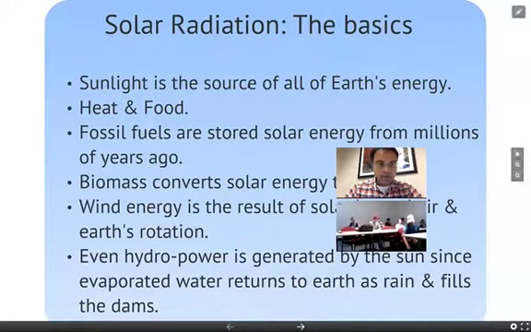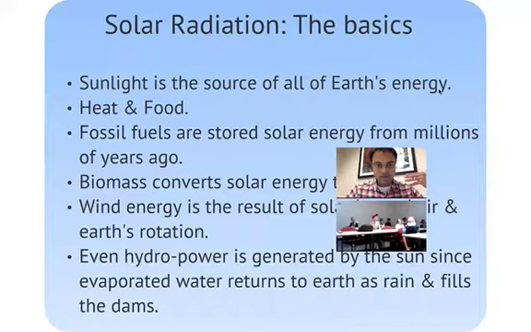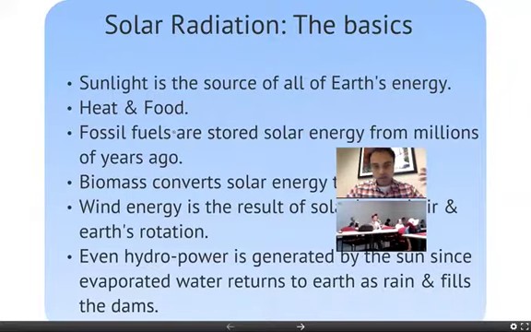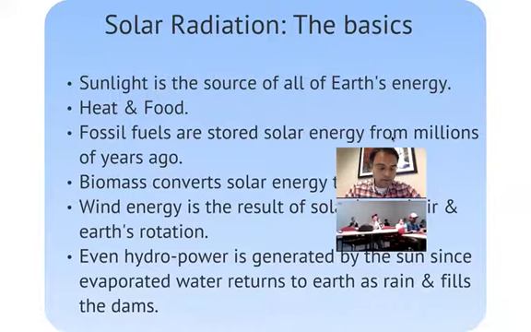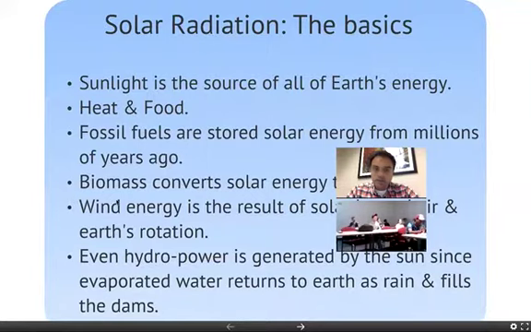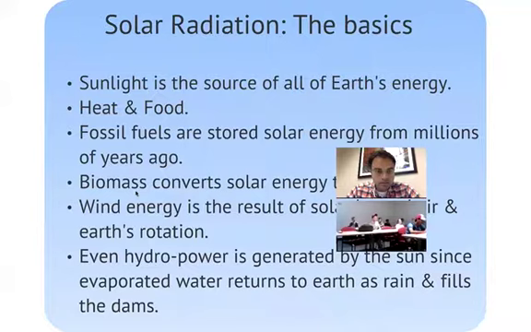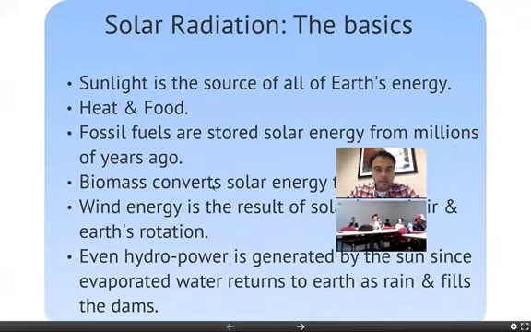So, of course, we know sunlight is the source of all of Earth's energy. It gives us heat and provides energy for photosynthesis, for food. And even fossil fuels, oil and gas, are essentially stored solar energy from millions of years ago, because biomass essentially gets converted into fossil fuels. Biomass, as we will see later on, is the most common fuel used around the world, and essentially it refers to plants and dead trees and things like that. In a sense, it converts solar energy to fuel used for heating, cooking, whatever.